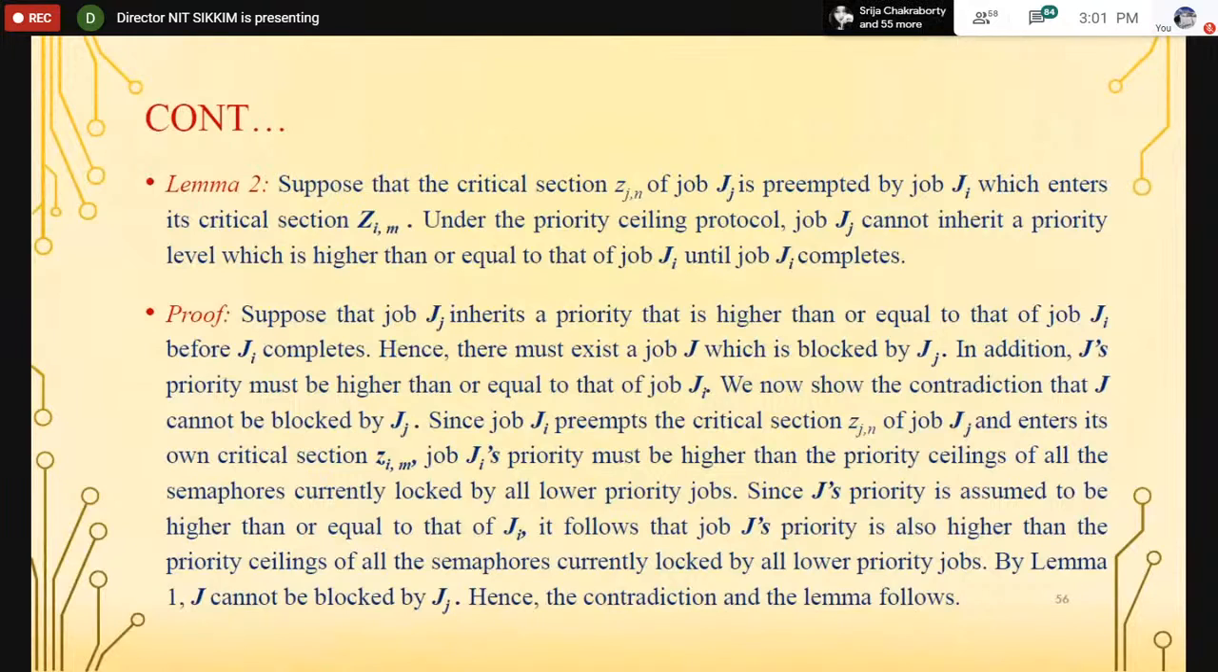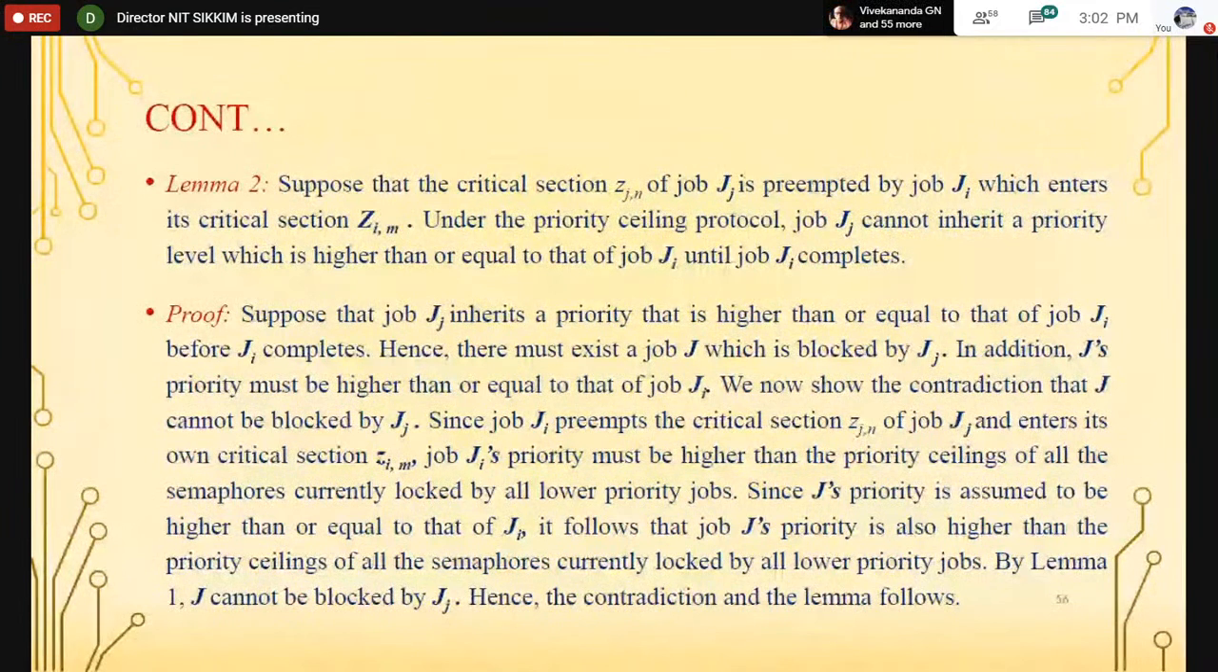Okay, until job Ji completes. So this again talks about another property of the ceiling protocol, where it says that Ji, if it is a lower priority task and a medium priority task comes, it will not inherit the priority of Jm. It will ensure that the priority ceiling that is assigned by the protocol is being inherited, to stop the blocking by the intermediate jobs.